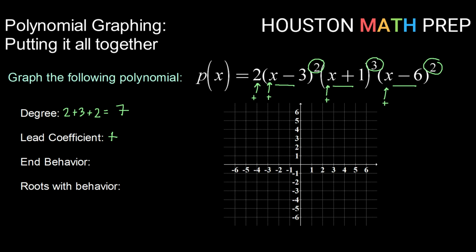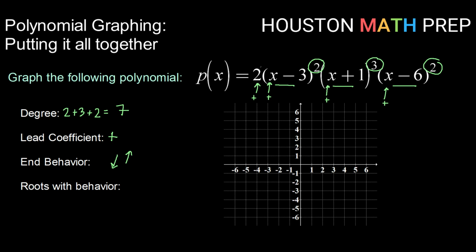So for our end behavior, putting those two together, lead coefficient being positive tells me that on the right-hand side, I'm going to have up end behavior. Since I have an odd degree, I know that my end behavior needs to be opposite. So on the left-hand side, it's going to be down. So down, up, end behavior. Next, we're going to look at our roots and grab their behavior.